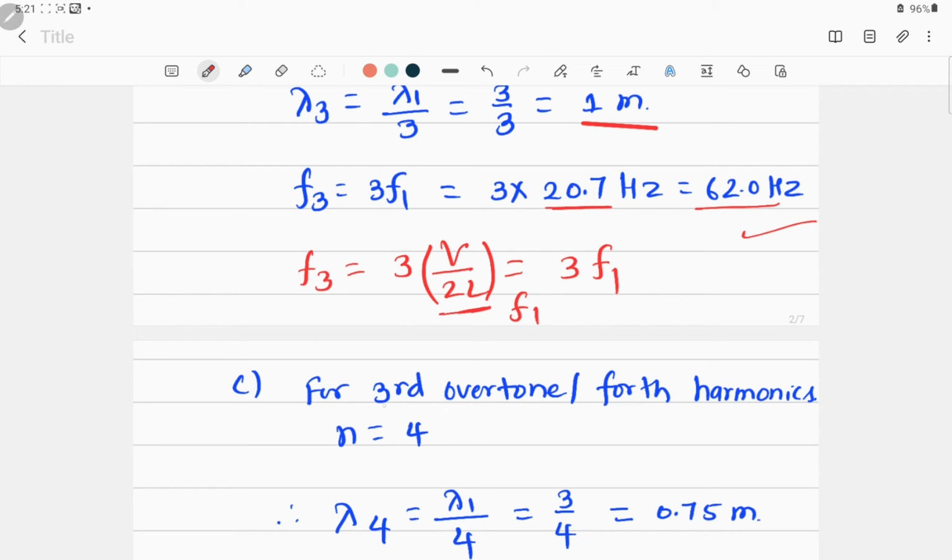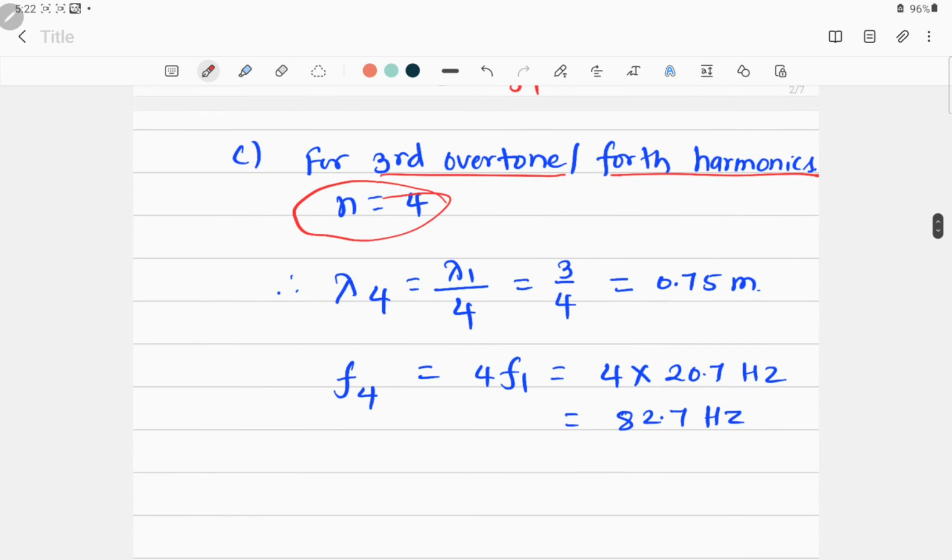Similarly, for the third overtone, or we can say the fourth harmonic, n is equal to 4. Inserting n equal to 4 in the above equations, you will get lambda 4 equal to lambda 1 by 4, and inserting lambda 1 as 3 from part A, we will get 0.75 meters, right? Similarly, the frequency for the third overtone is 4 multiplied by f1, 4 times the fundamental frequency. You will get 82.7 hertz.